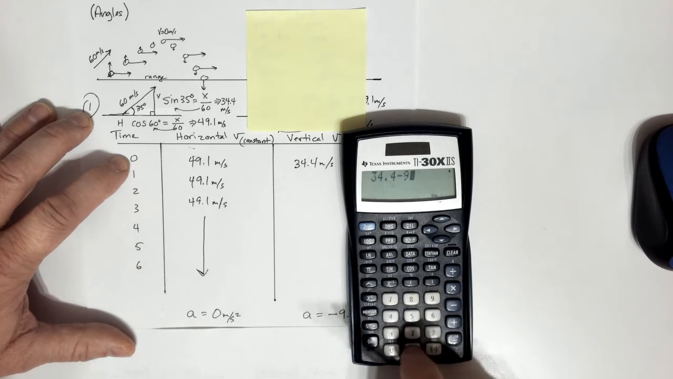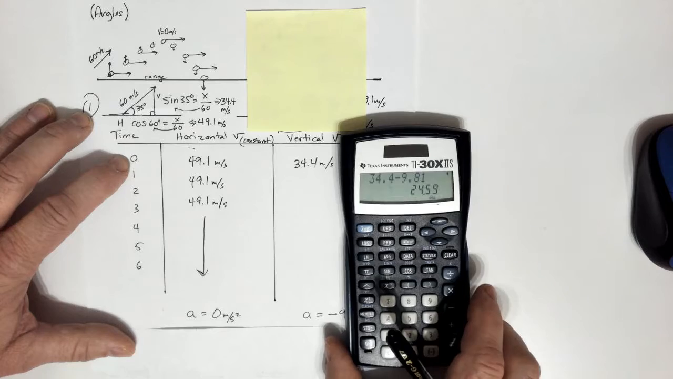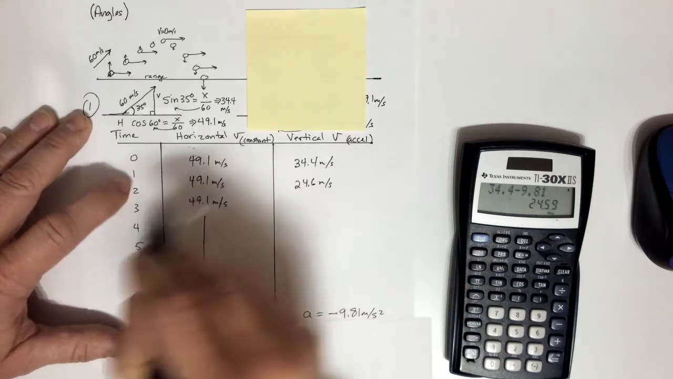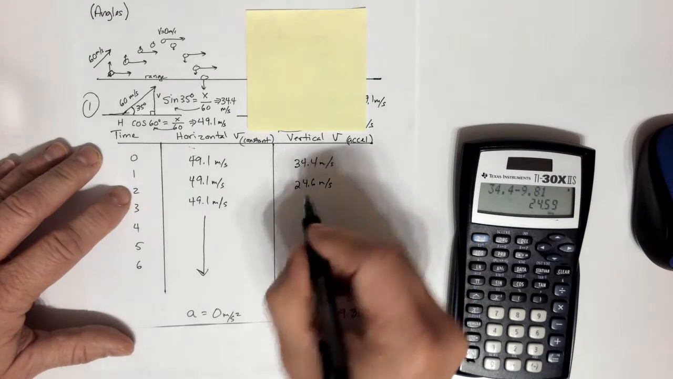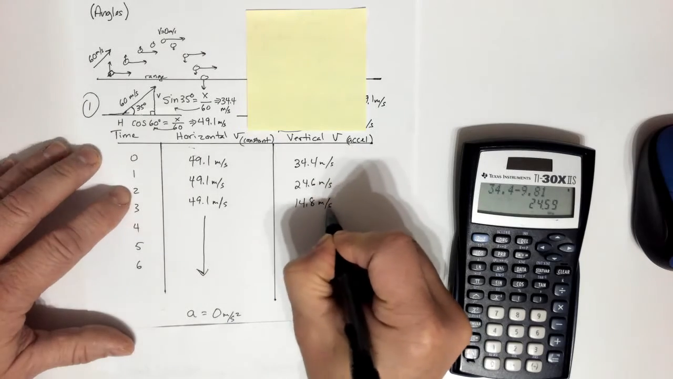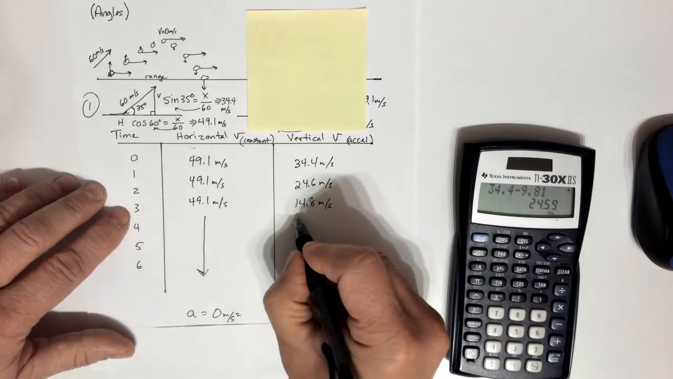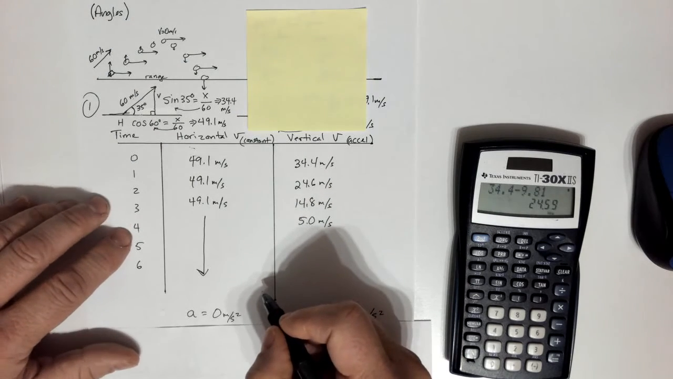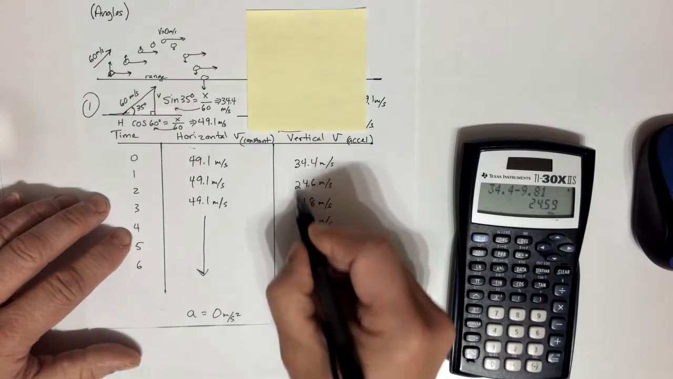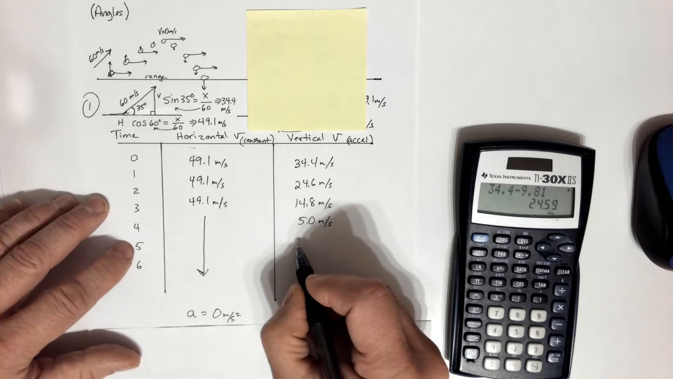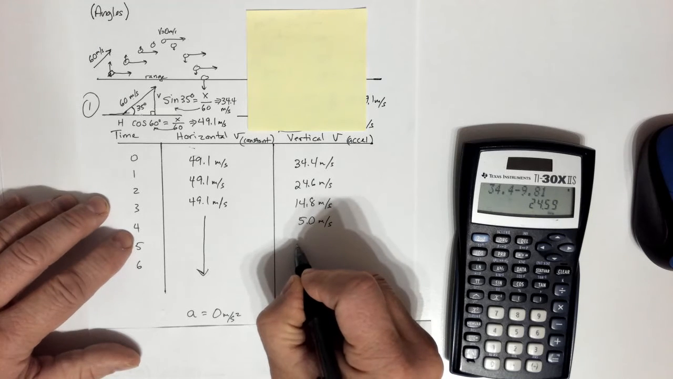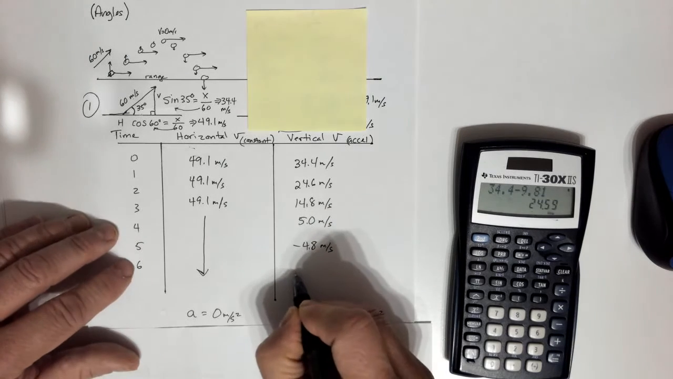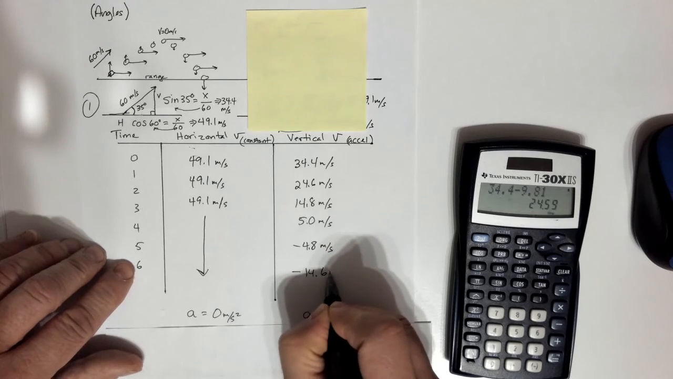34.4 minus 9.81 is 24.59, or 24.6 meters per second. Then after 2 seconds, I subtract 9.81 again and I get 14.8. Then I subtract 9.81 again, and after the third second I get 5.0 meters per second. Of course, since we're going vertically, these are all positive. Then I subtract 9.81 again and I get negative 4.8 meters per second. Then I subtract 9.81 again and get negative 14.6 meters per second.